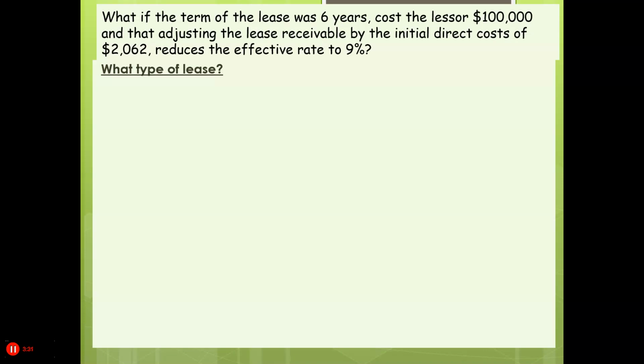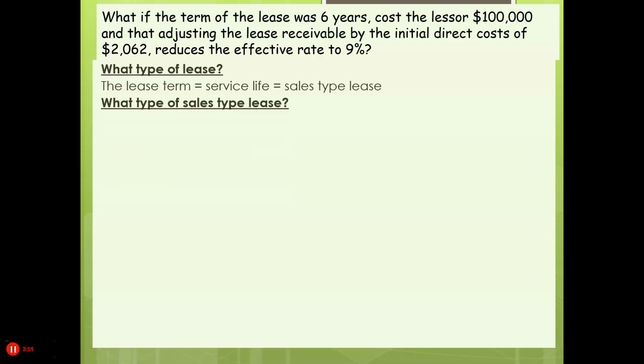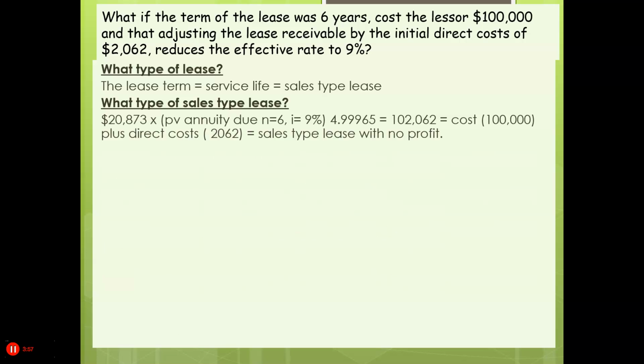Now, what if instead the term of the lease were 6 years, cost the lessor $100,000, and that adjusting the lease receivable by the initial direct costs of $2,062 reduces the effective rate to 9%? What type of lease? The lease term equals the service life, which means it's a sales type lease. What type of sales type lease? Does it have profit or doesn't it have profit? So if we look at the net present value of the lease payments, they equal the cost plus the direct cost, so that means this is a sales type lease with no profit because the costs and the net present value of the payments are equal.